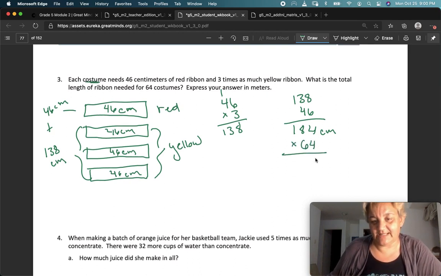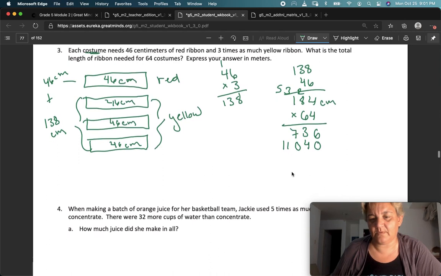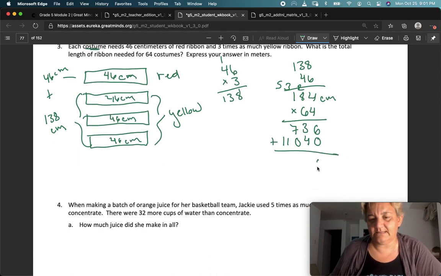4 times 4 is 16. Carry the 1. 4 times 8 is 32, plus 1 is 33. Carry the 3. 4 times 1 is 4, plus 3 is 7. Then drop the 0. 6 times 4 is 24, carry the 2. 6 times 8 is 48, plus 2 is 50, carry the 5. 6 times 1 is 6, plus 5 is 11. Okay, then I add 6, 7, 7, 1, 1, and put my comma there.